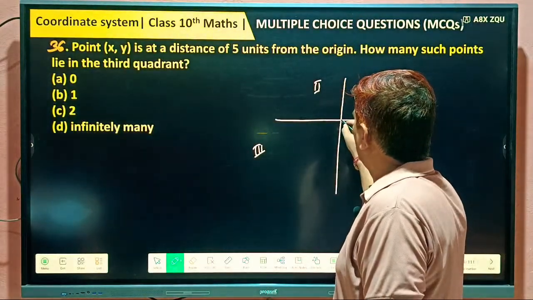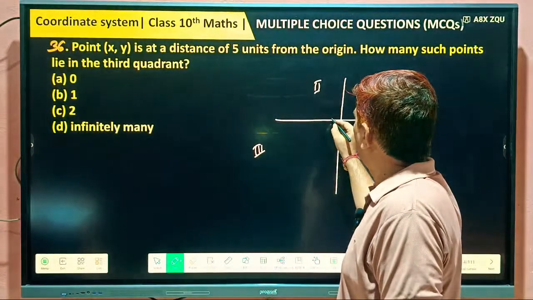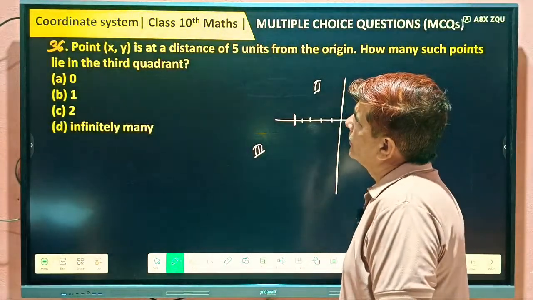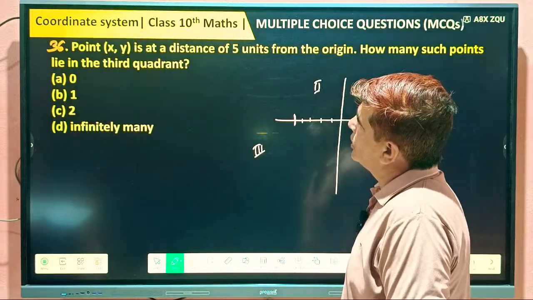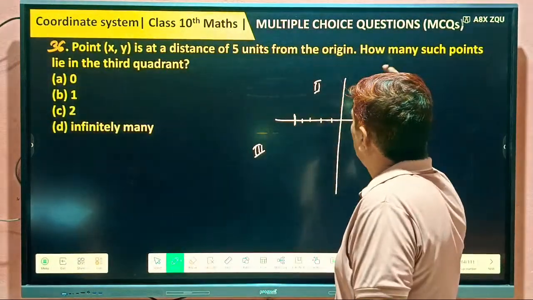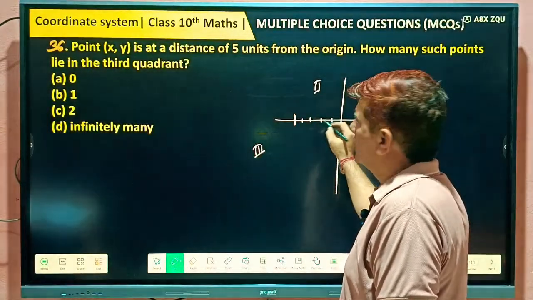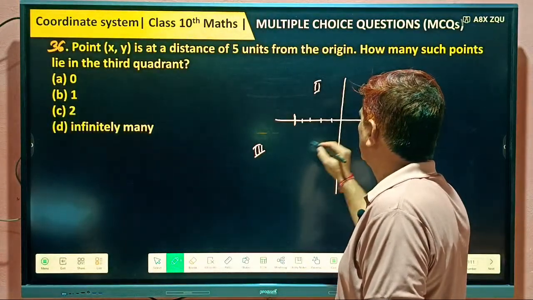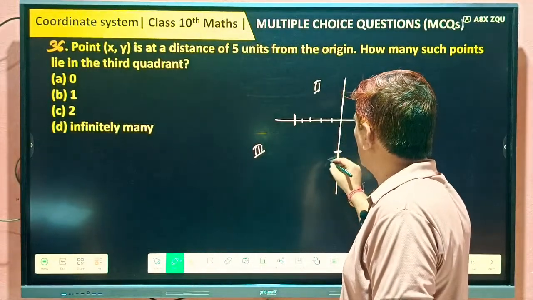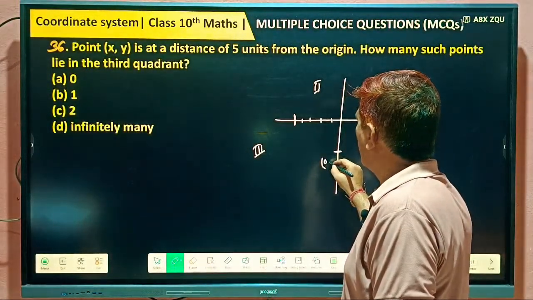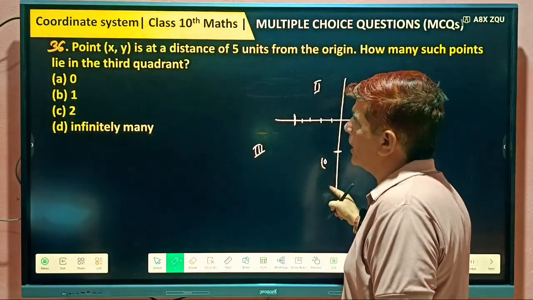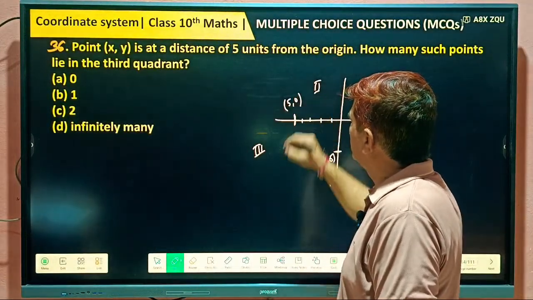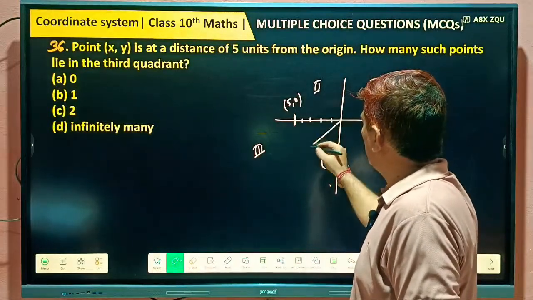And the distance, how many units? 5 units. 1, 2, 3, 4, 5 units is this. P(x, y) is a point whose distance is 5 units from the origin. So 5 units is this. So how many points like this? 1 point here also, 1 point here also. Which one is 0? The point lying on the y-axis, so it means x is 0. And what are the coordinates of this? 5 and 0. So in this quadrant, how many points are lying in this way?